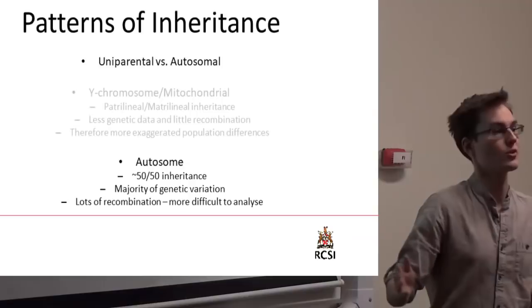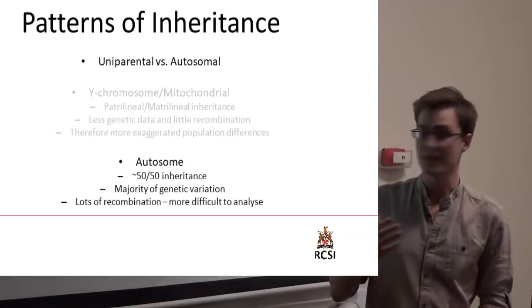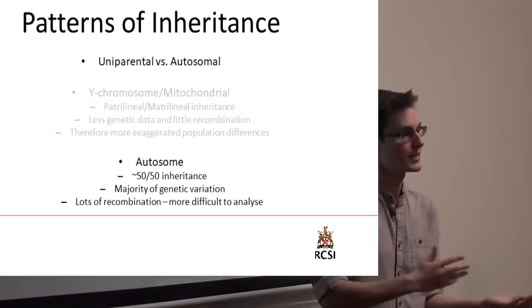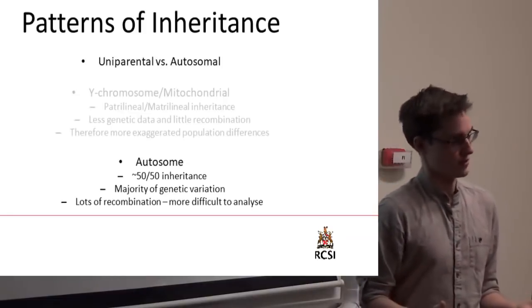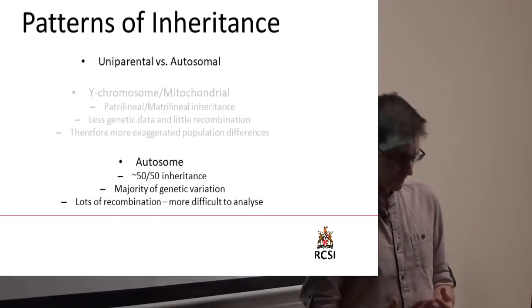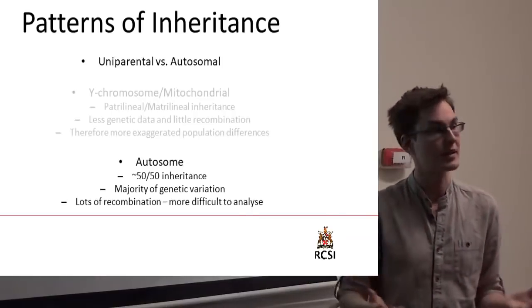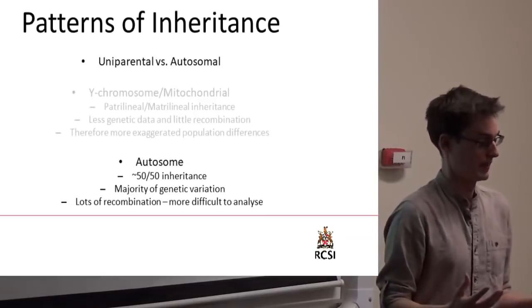So this is the vast majority of your genome. This is chromosomes 1 to 22. And these have a roughly 50-50 inheritance from your mum and your dad. And the majority of the genetic variation, as I said, is located on these chromosomes, and they recombine. Because they recombine, and because they're so large, nearly 3 billion base pairs long, they're a very complex system to study.